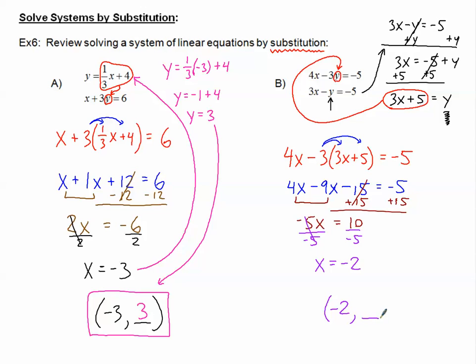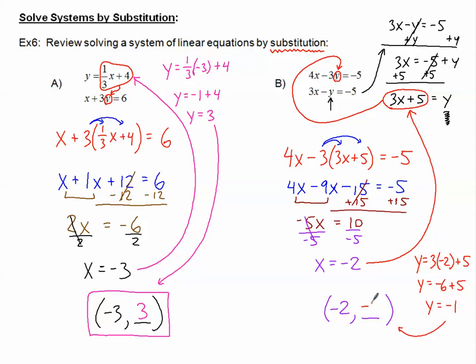I have my negative 2. I'm looking for my y coordinate. So since I'm looking for my y coordinate, I'm going to plug this negative 2 right on into the original thing that I circled. 3x plus 5, I know that y is equal to 3 times whatever x is, in this case x is negative 2, plus 5. So this is going to be y equals negative 6 plus 5. That means y equals negative 1. And it goes right back into our ordered pair, and that is our answer.